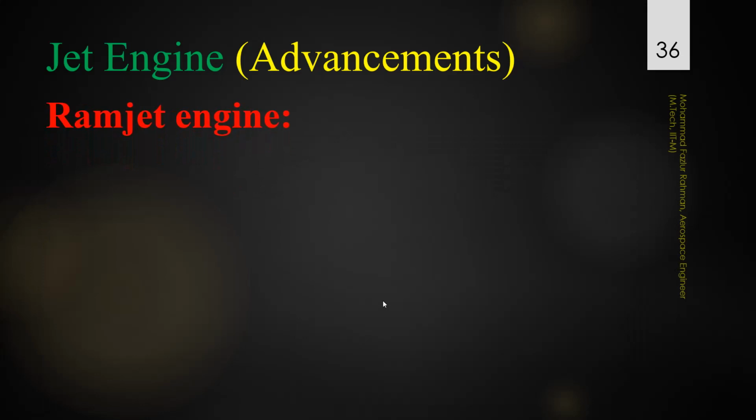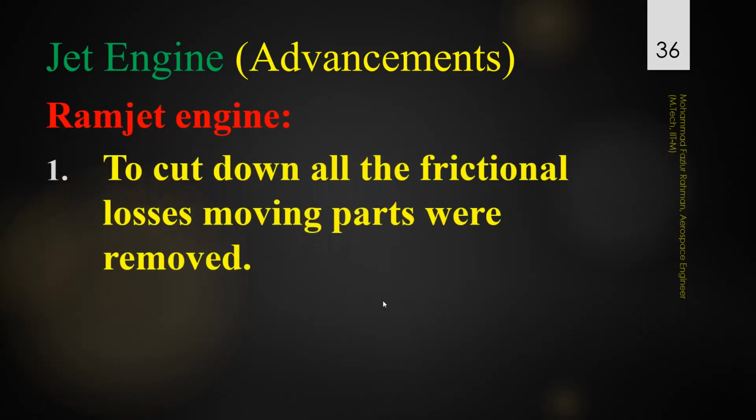Then we have the ramjet engine. To cut down all the frictional losses, moving parts were removed. The moving parts in a jet engine are the turbine and the compressor. The compressor is required to compress the air, and the turbine is required to run the compressor. So these two parts are the moving parts, and then we have so many different stages to have the most optimum operation. These two moving parts cause a lot of losses. Friction losses are there.